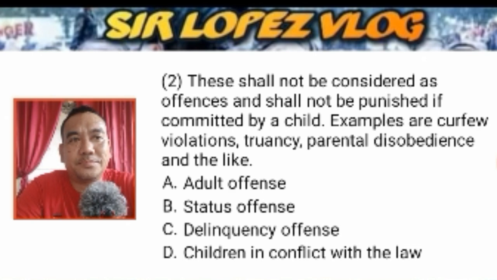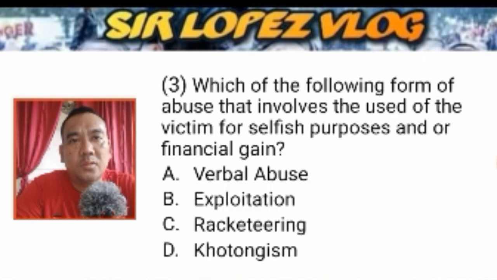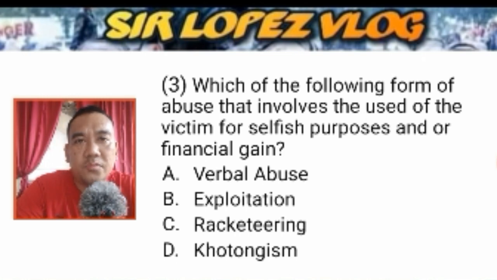Question number 3. Which of the following form of abuse that involves the use of the victim for selfish purposes and or financial gain? Letter A, verbal abuse. Letter B, exploitation. Letter C, racketeering. Or letter D, cotonism.